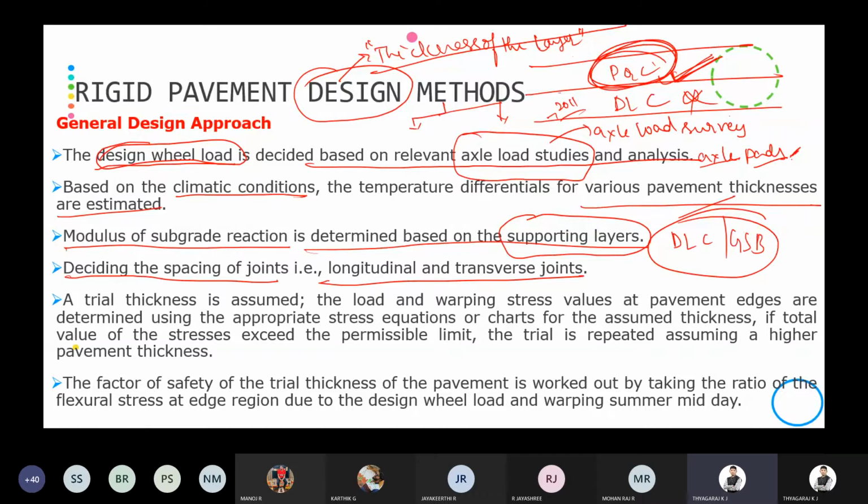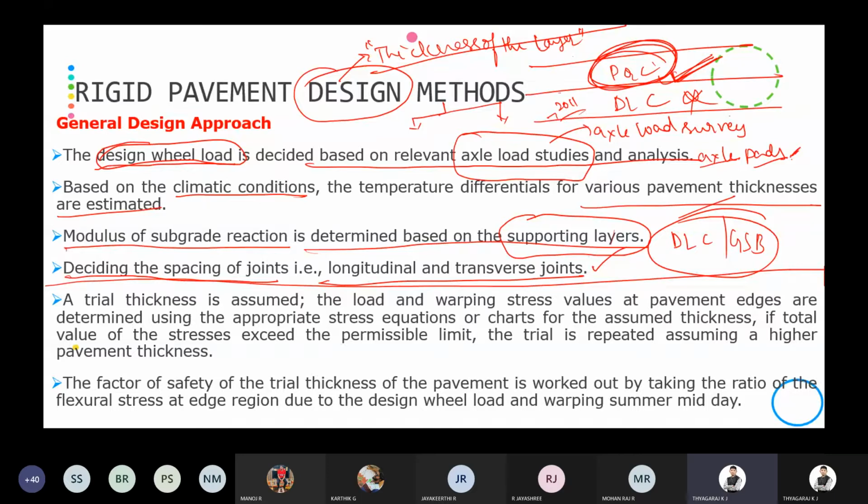If the length is more, that is, the longitudinal joint length is more, we are going to provide thinner pavement. If the length is very less, we are going to provide thicker pavement. Similarly for transverse joints also. That is, by deciding the spacing of the joints, we are going to determine the thickness of the pavement. And these are all the things we have to consider while designing the pavement: design wheel load, climatic condition, modulus of subgrade reaction, and spacing of joints.